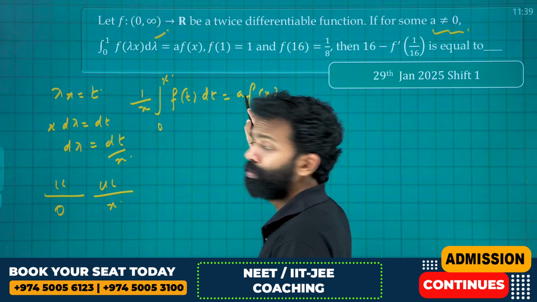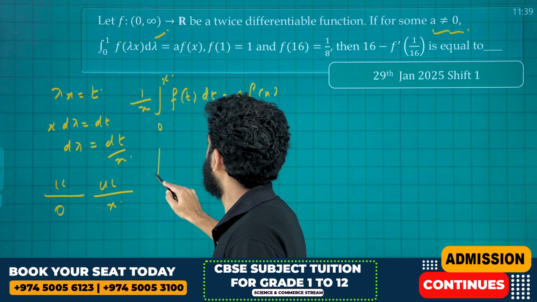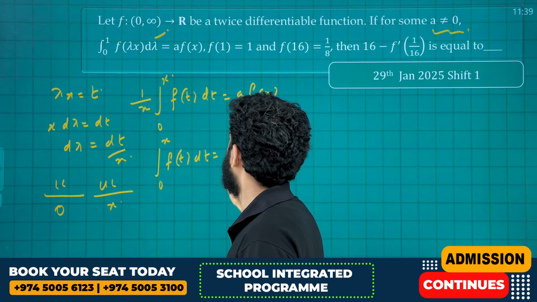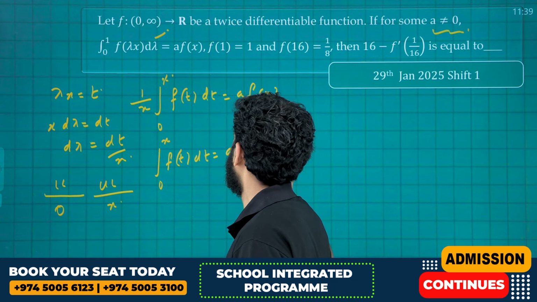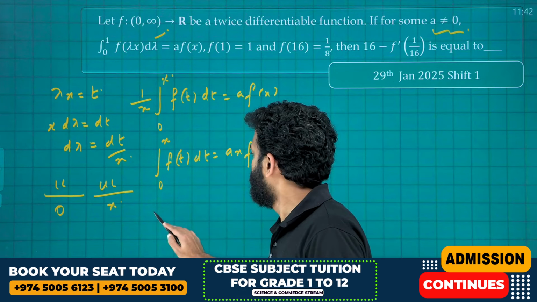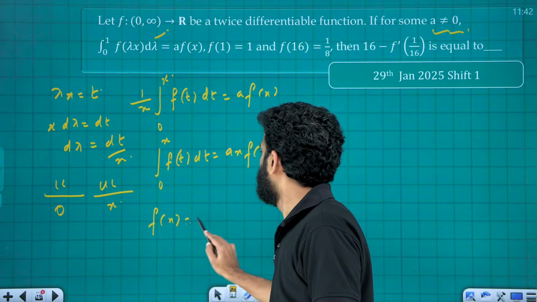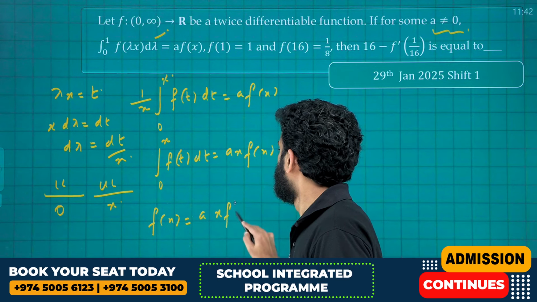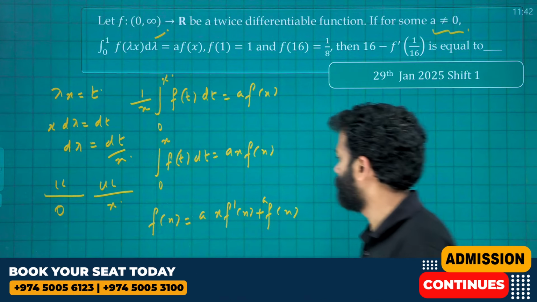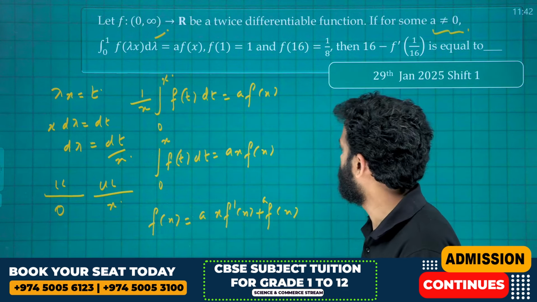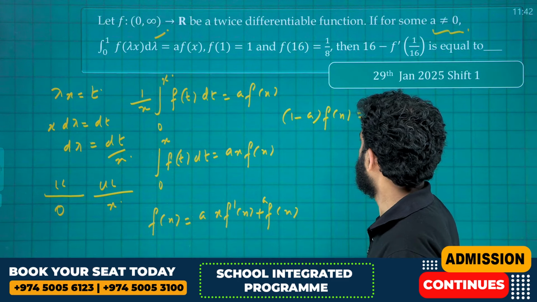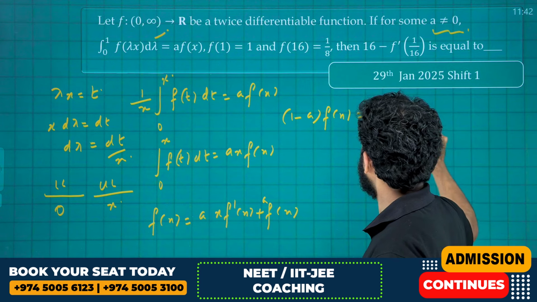So basically we can multiply this x over here, you will get integral 0 to x f of t dt is equal to a into x into f of x. So applying Leibniz's rule on this side and the product rule on this side, you will get f of x is equal to a into x into f dash of x plus f of x, that is a into f of x. Take a into f of x over here, it will become 1 minus a into f of x, and this is equal to a into x into f dash of x.